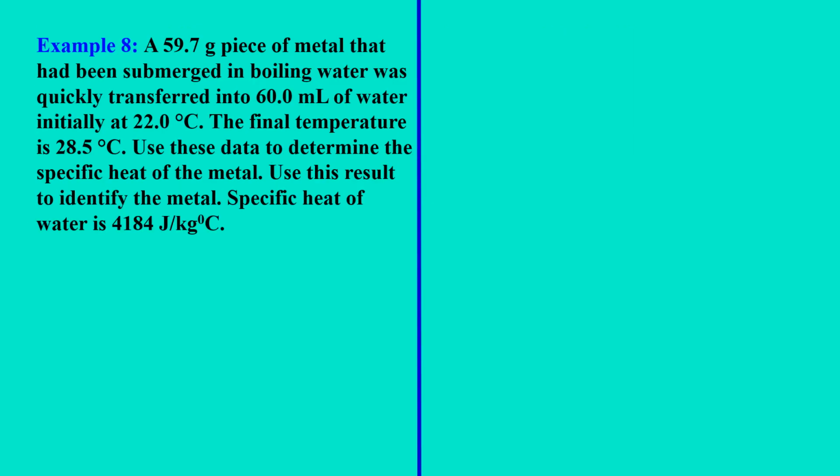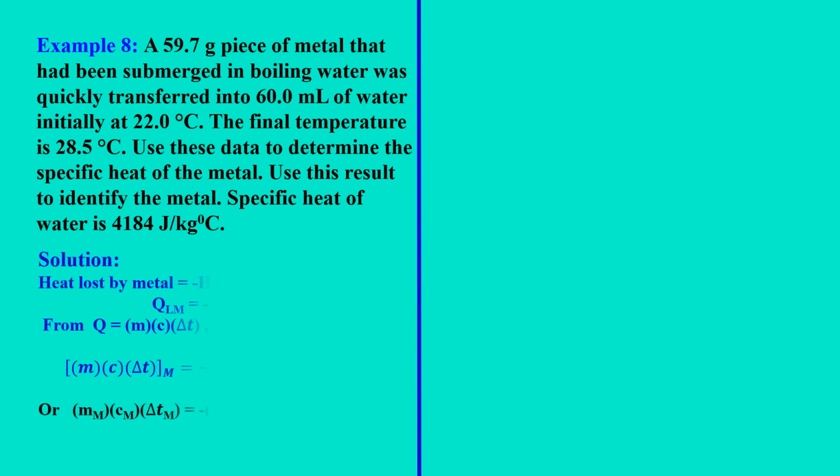Example number 8. A 59.7 gram piece of metal that had been submerged in boiling water was quickly transferred into 60.0 ml of water initially at 22.0 degrees Celsius. The final temperature is 28.5 degrees Celsius. Use this data to determine the specific heat of the metal. Use this result to identify the metal. Specific heat of water is 4,184 joules per kilogram per degrees Celsius.